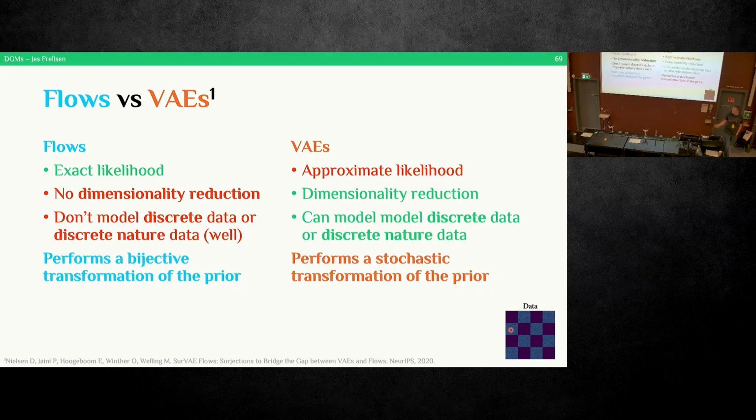And then we have this final thing that we already talked about in the beginning: flows perform a bijective transformation of the prior or the base distribution, whereas the VAE performs a stochastic transformation because we have this output density. So that concludes what I wanted to cover in this introduction to deep generative models.